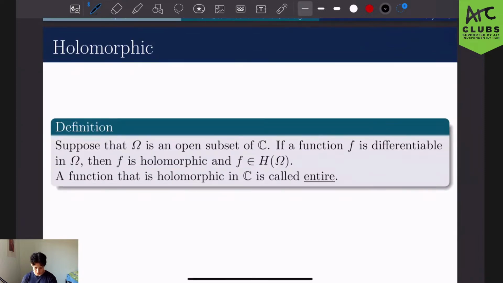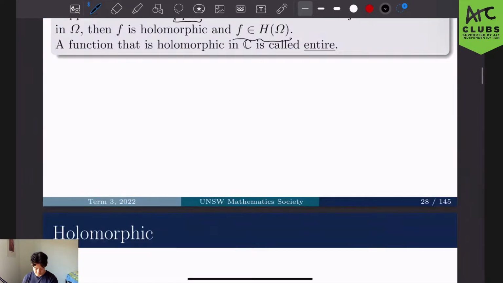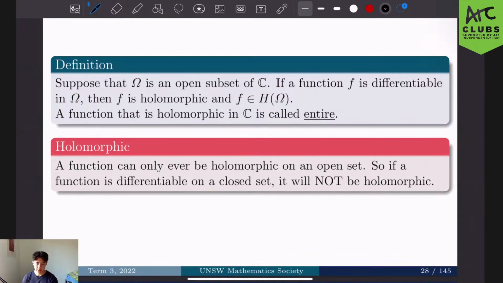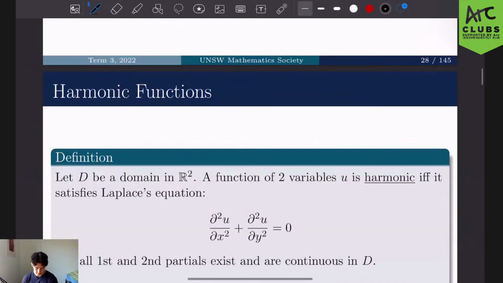Okay, so now holomorphic. We just got this definition here. Suppose that omega is an open subset. An open subset is quite important. If a function f is differentiable in omega, then f is holomorphic, and we can use this notation here. A function that is holomorphic in the whole complex plane is called entire. So a function can only ever be holomorphic on an open set. If a function is differentiable in a closed set, it will not be holomorphic. So there is a distinction between differentiable and holomorphic. Mainly, it has to be an open set for holomorphic.